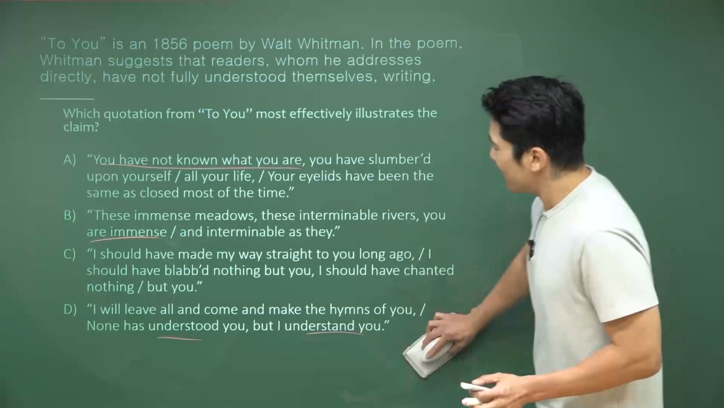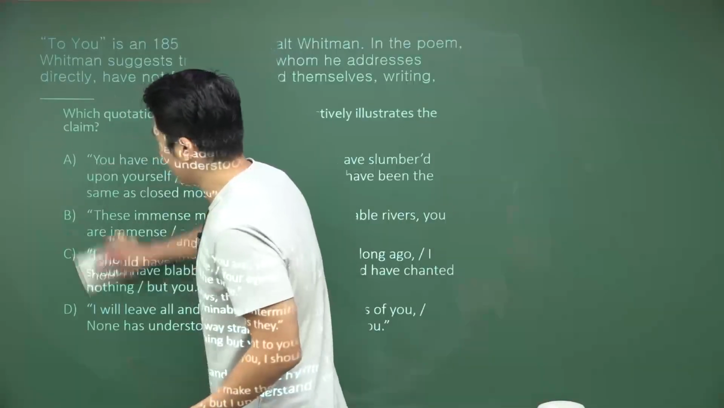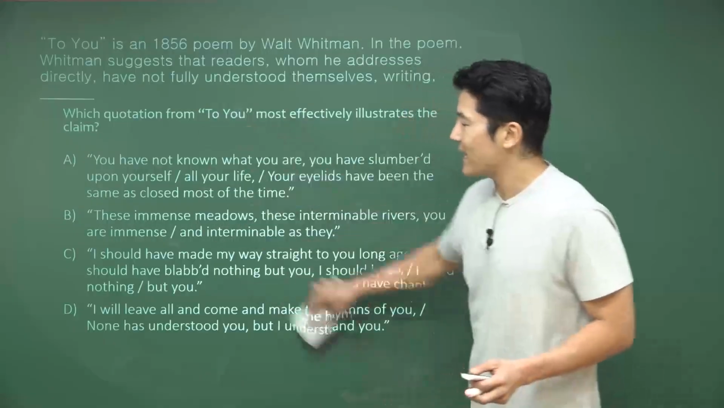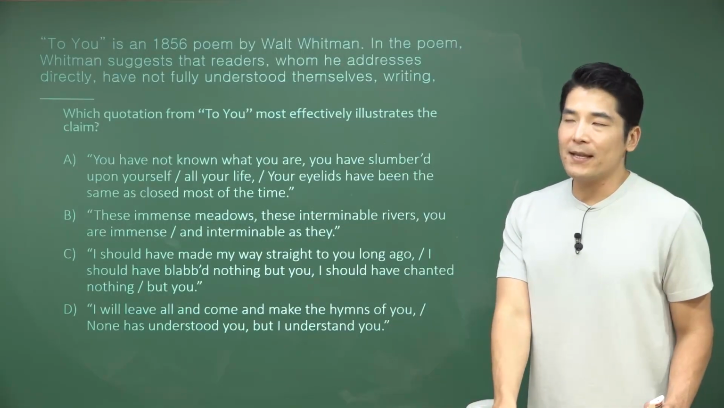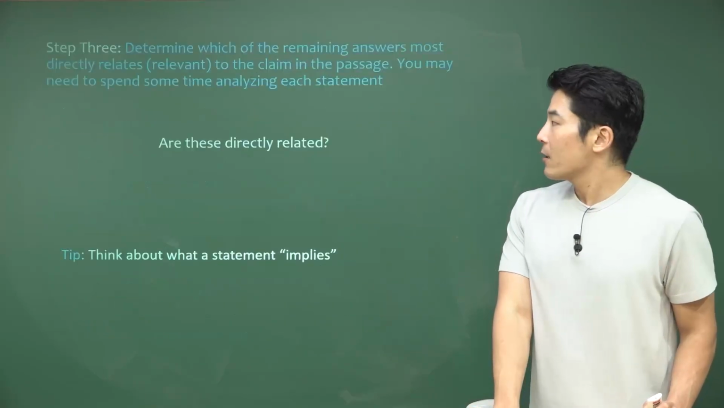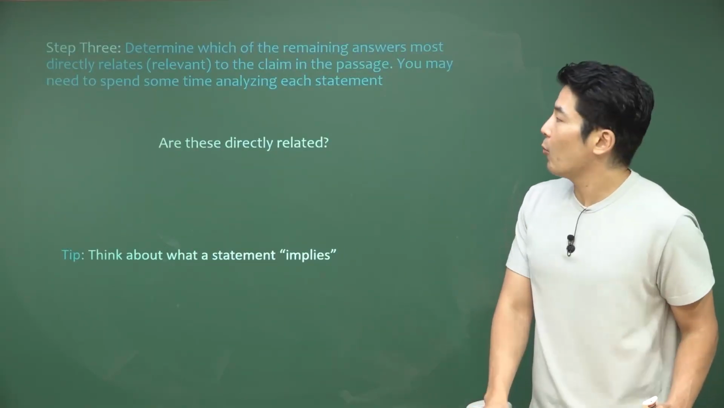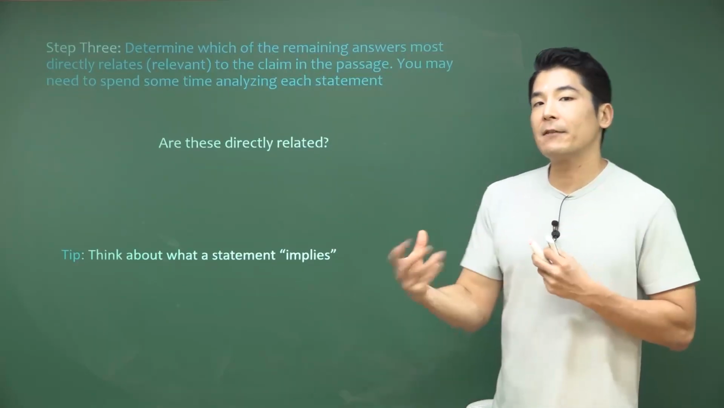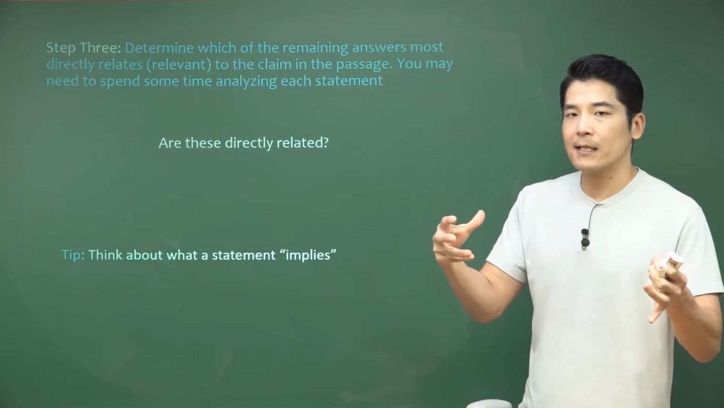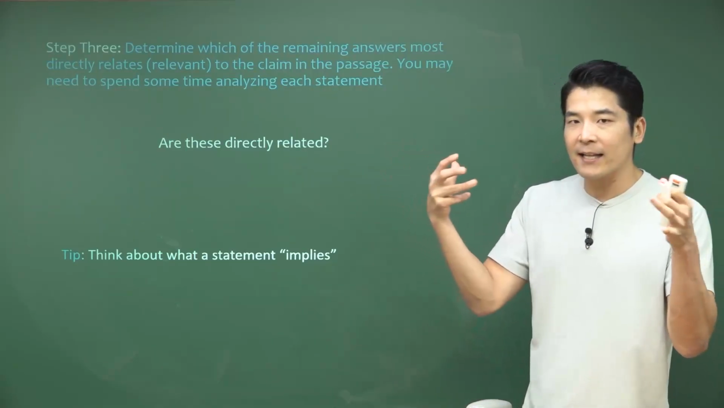But anyways, this is that sort of next step, you guys. You want to evaluate the answer choices, and this is how you run through them. And you might be left with 2 or 3, and that's fine, right? But then the next step is you want to determine which of the remaining answer choices most directly relates, right? Is the most relevant? Relevant means it's directly related, you guys.